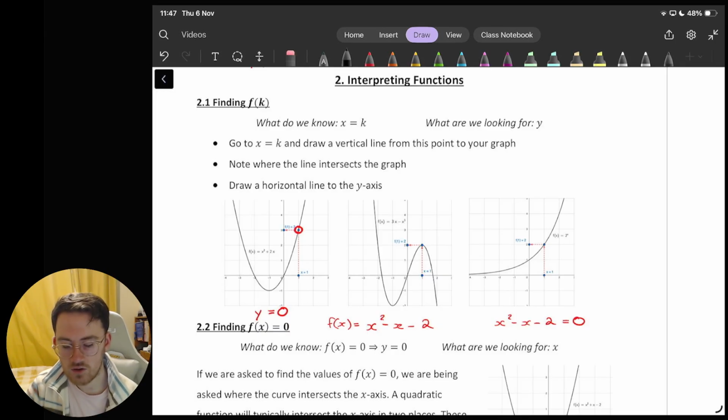But the key thing for all of these questions is to identify whether you know or have been given x or y, and therefore whether you're looking for x or y. And that's going to be the really important thing for you moving through all of these questions.